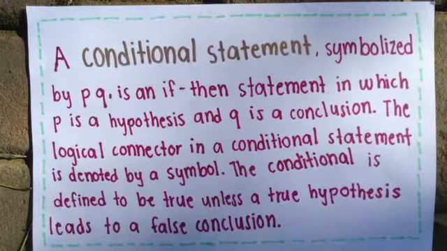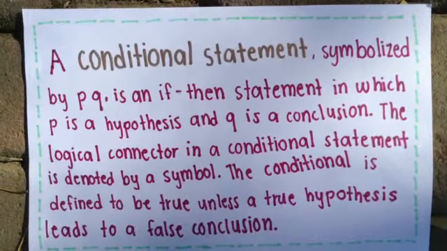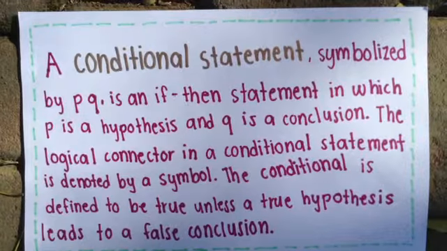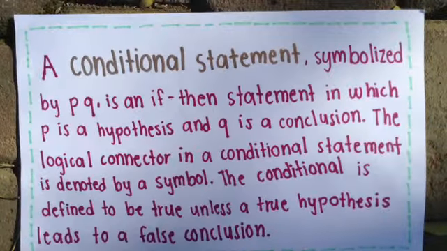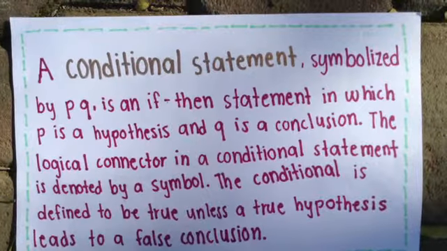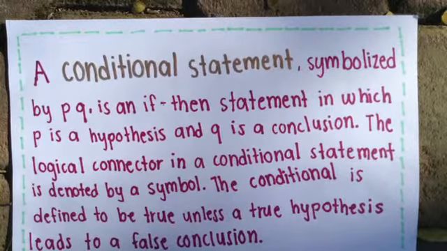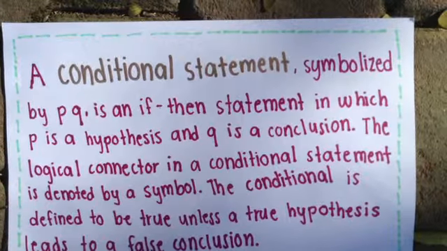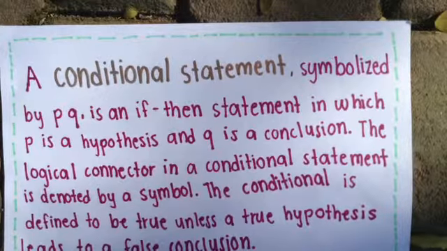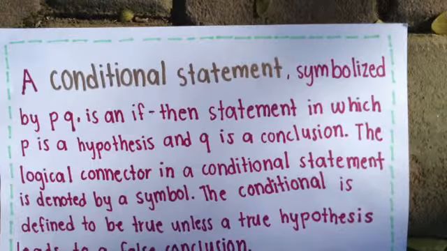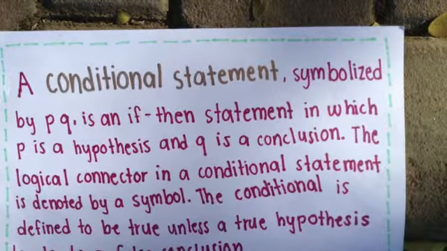A conditional statement, symbolized by P → Q, is an if-then statement in which P is the hypothesis and Q is the conclusion. The logical connector in the conditional statement is denoted by an arrow symbol. The conditional is defined to be true unless a true hypothesis leads to a false conclusion.